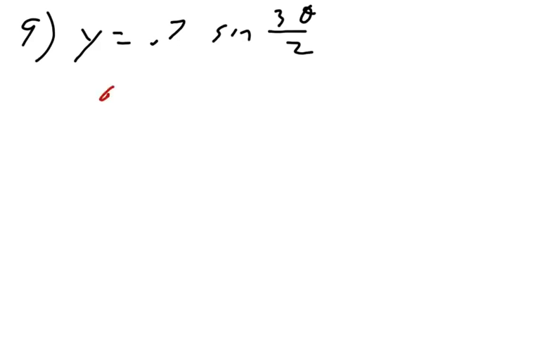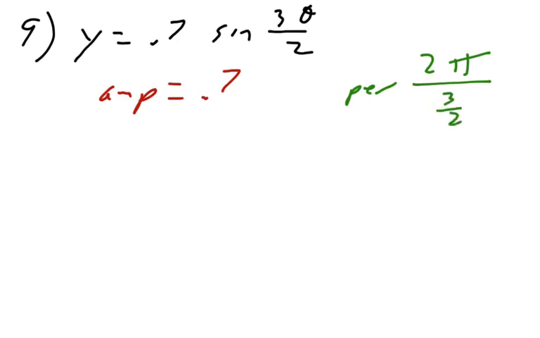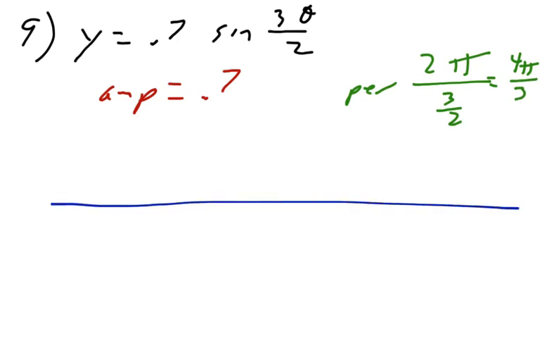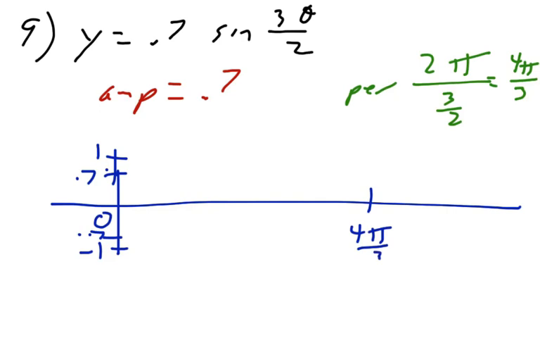In this problem, the amplitude is equal to 0.7, and the period is equal to 2 pi divided by 3 halves, which is 4 pi over 3. So here's 0, there's 1, so here's about 0.7, there's negative 1, so right about there is negative 0.7, and I know I'm going to end at 4 pi over 3.